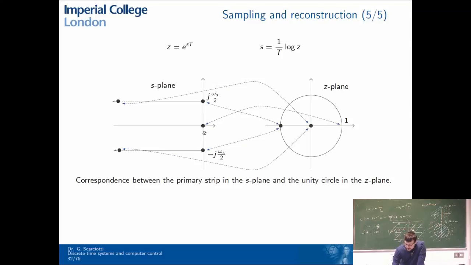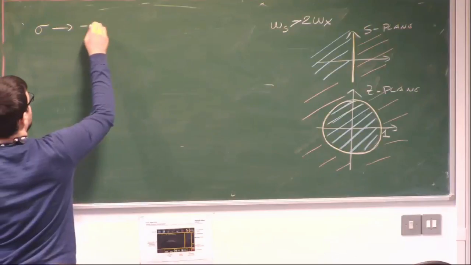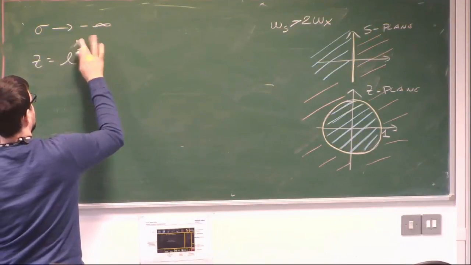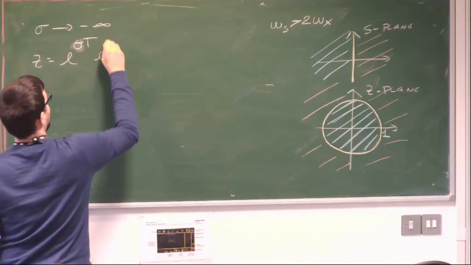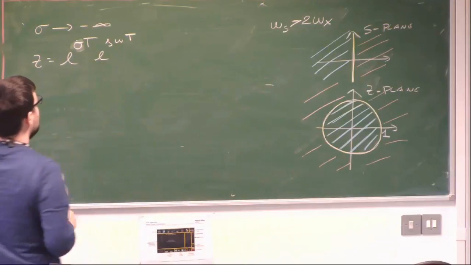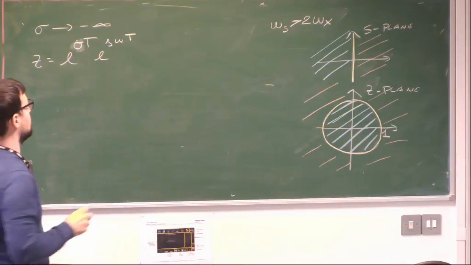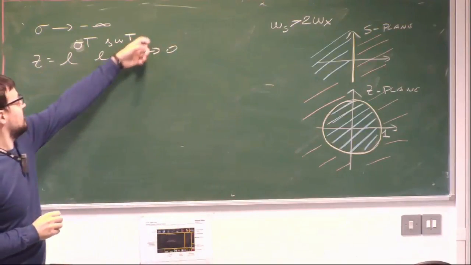Then what happens instead to points that are going towards minus infinity? Well, this can be explained easily. So we have sigma goes to minus infinity, z is equal to e to the sigma T times e to the j omega T. Now, since this sigma is going to minus infinity, this exponential is going to 0. So actually this is going to 0. This also means that it doesn't matter the phase, okay?